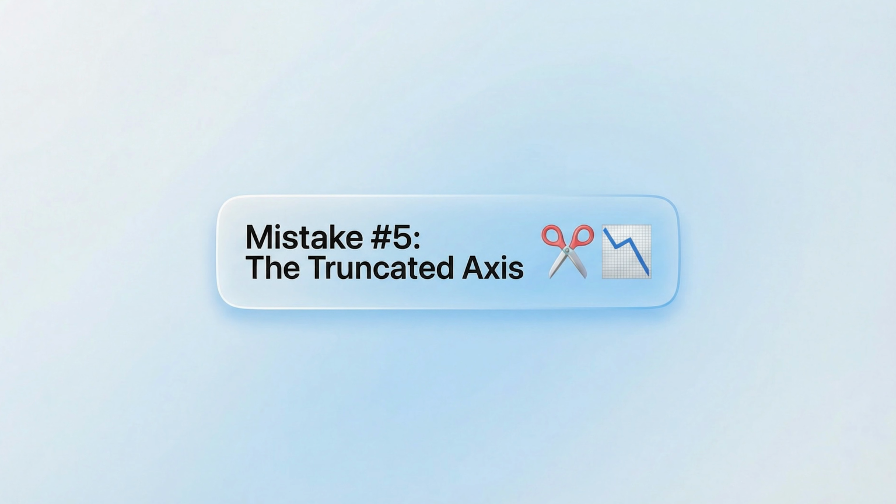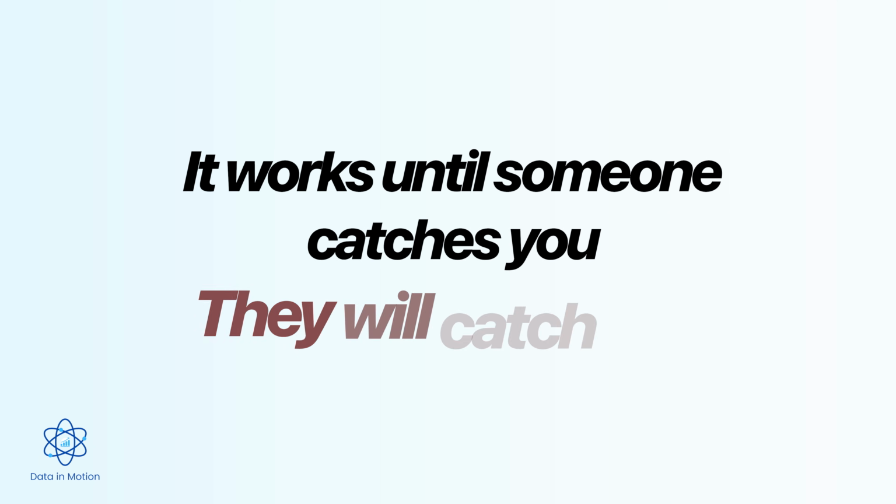Okay, now mistake number 5, the truncated axis. This is when you start your bar charts at an axis at maybe 50 instead of 0 to make small changes look massive. I've seen analysts do this to make their charts look better than it actually was in reality. It works until someone catches you, and they will catch you. If a senior stakeholder realizes that you manipulated the scale, they're not going to really trust you with your analysis again. In data, trust is everything, and once it's gone, it's gone. You become the analyst who exaggerates, and that reputation sticks.